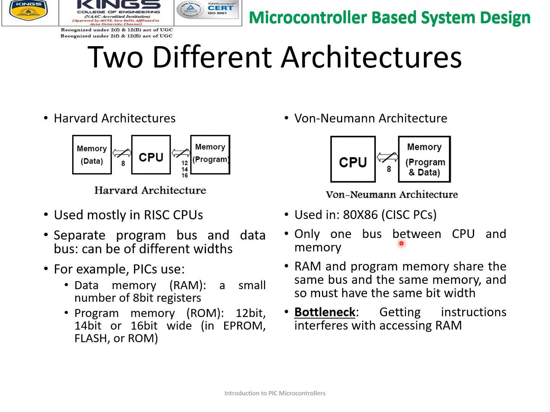In von Neumann architecture, CISC processors are mainly using this type of architecture. CISC stands for Complex Instruction Set Computer. One example is 80x86. Here only one bus is there between CPU and memory. So RAM as well as ROM, that is program and data memory, share the same bus as well as the same memory. The main disadvantage here is getting instructions interferes with accessing RAM. Both reside in the same memory, and therefore getting instructions as well as getting data will interfere with each other.